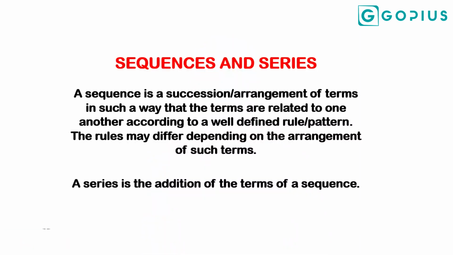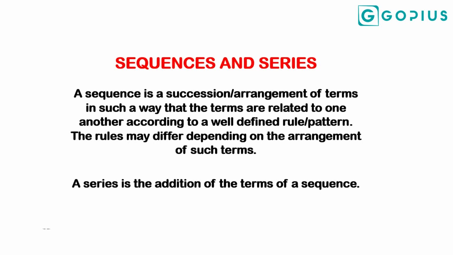Alright, a sequence is actually the arrangement of terms in such a way that the terms are related to one another according to a well-defined rule or pattern. A sequence is the arrangement of numbers that follows a well-defined pattern and order. Now, the rules that we can use to arrange a sequence might vary from sequence to sequence. It is not always the same.